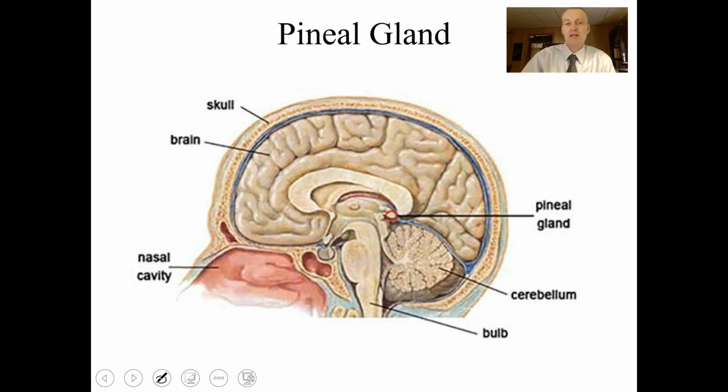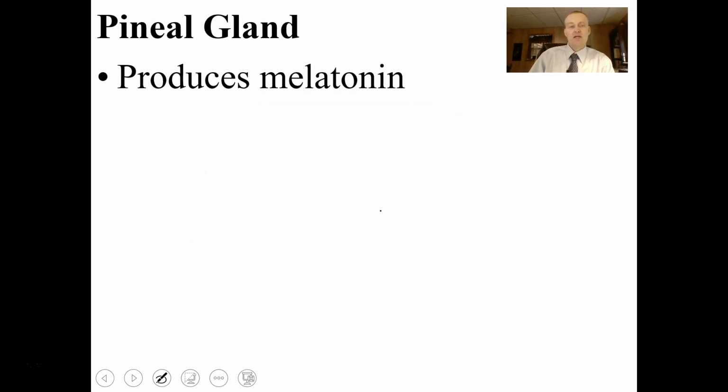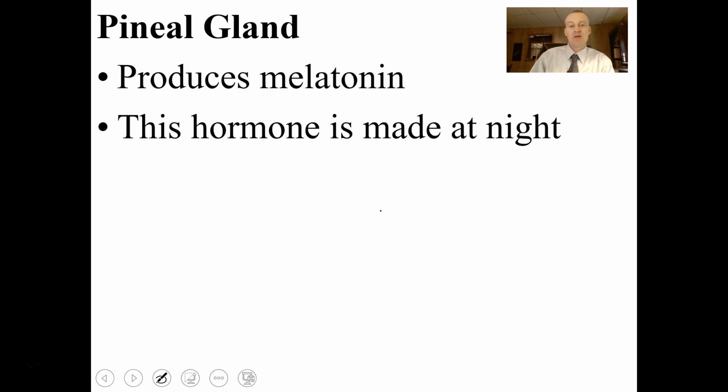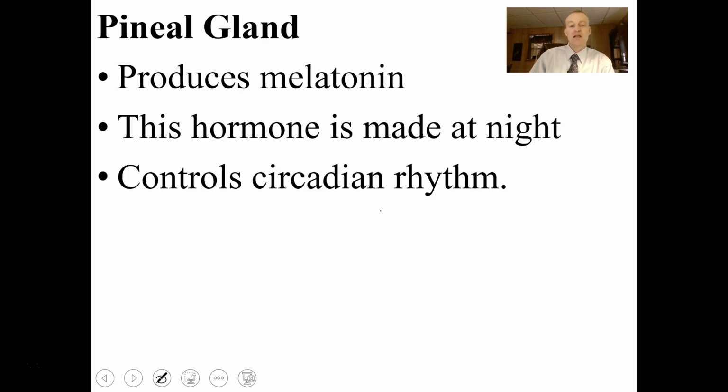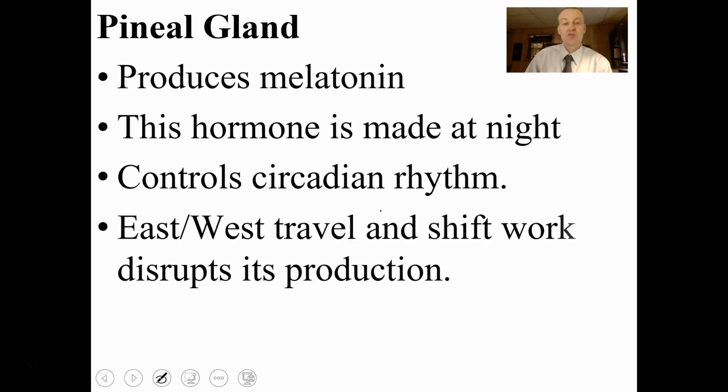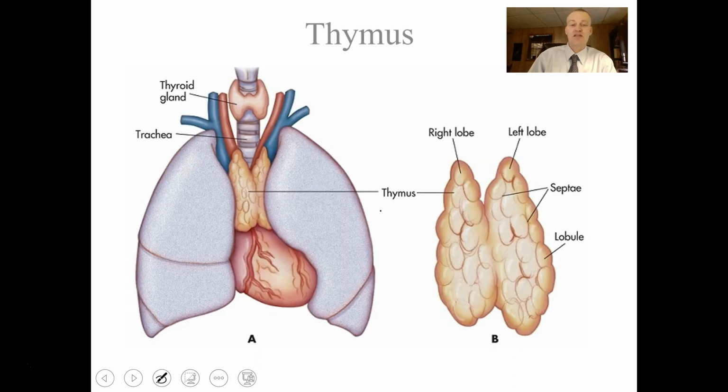So the pineal gland is located inside of the brain, right behind the thalamus. And this particular gland produces melatonin. This is a hormone made at night. The pineal gland stops its production during the daytime, and it controls what we call the circadian rhythm. So if you ever do east-west travel, where you go into different time zones, or shift work where you have night or day shifts, this can disrupt its production and not make you feel so good.